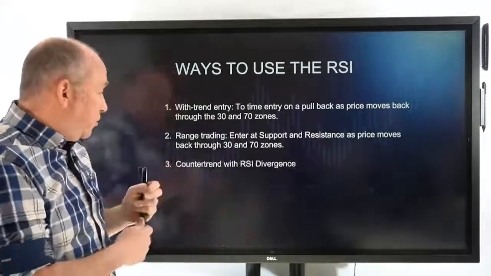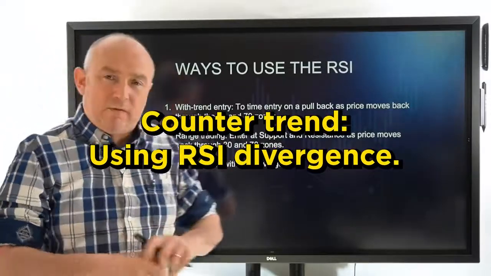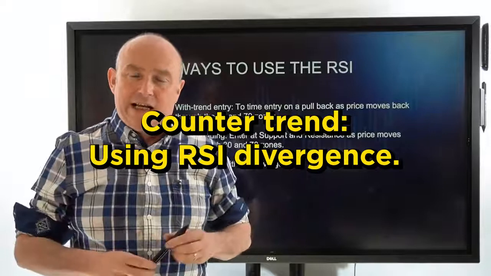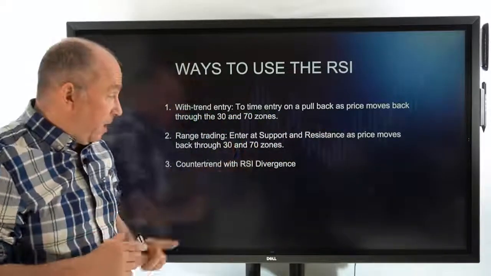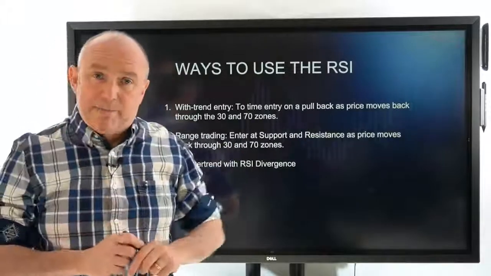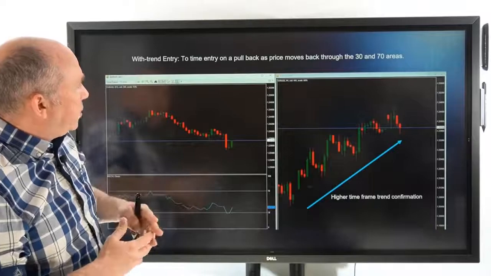And you can also use it in counter trend. I think this is, by the looks of things, the main common way that a lot of technical analysts use the RSI indicator, and that's by using the RSI divergence, and I'll explain that again in a moment. Okay, so with trend, to time the entries on a pullback.